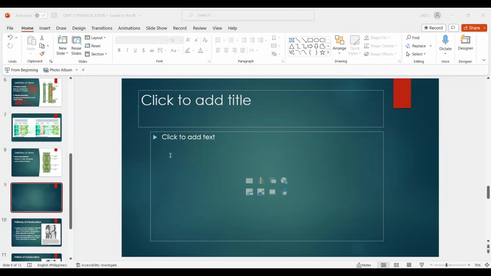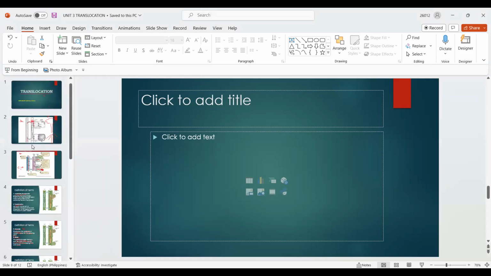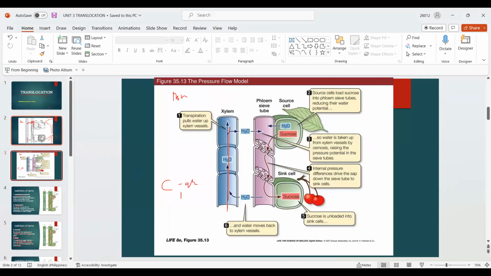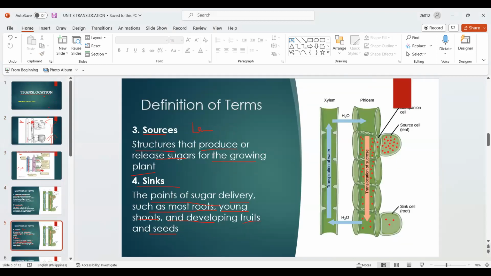Yan. So, kasi ang leaves natin, sila yung nagiging sources, ay nagiging sink or sources. Di ba? So, yon. It depends to the situations. But mostly, sources and sink natin kapag babalikan natin ito. Yan, tingnan natin. So ang sources natin mostly produces or release sugar for the growing plants. So ang example dito ng mga sources natin ay yung leaves. And then ang mga sink natin yun yung mga roots natin.